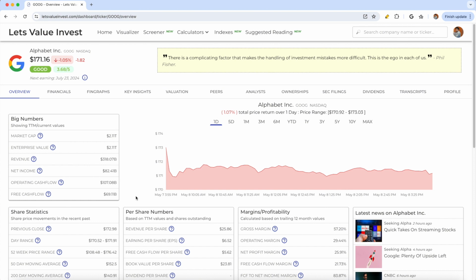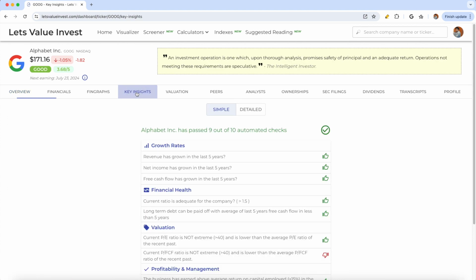Once you have pulled up a stock in LVI, you can access the simple key insights by clicking on the tab Key Insights. As you can see, there is this default tab for simple insights and there is another tab for detailed insights. We will cover the detailed insights in my upcoming videos. As soon as you pull up this page, you quickly see how many checks out of 10 the stock has passed.